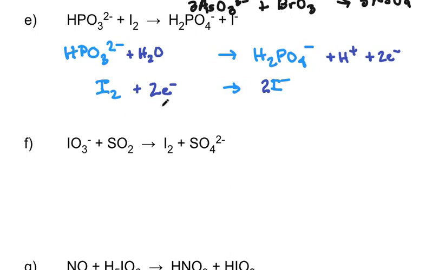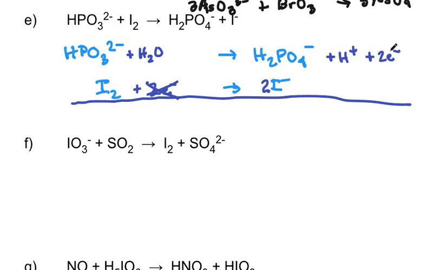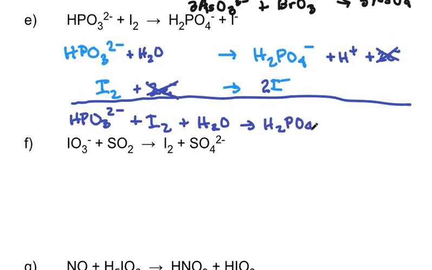Okay, lucky us, our electrons already match, so no need to change anything, no multiplying required. We just mash these 2 reactions together, and of course we can cancel our electrons. So, HPO3 minus plus an iodine plus, oh, sorry, I skipped over the H2O, so I'll put it in now. I try to do these in the order that I read them, but that didn't quite happen today. And H2PO4 minus plus H plus plus 2 iodide ions. Good. Onward.